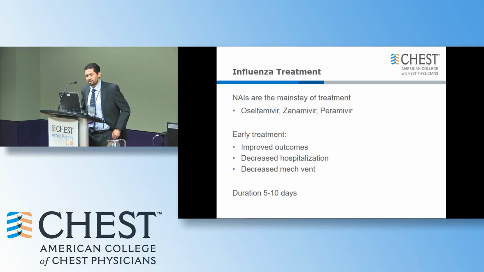And neuraminidase inhibitors are the mainstay of treatment, with oseltamivir being the oral formulation, zanamivir inhaled, and peramivir IV. Early treatment is associated with improved outcomes, decreased hospitalization, and a decreased need for mechanical ventilation. The duration in non-immunosuppressed adults is 5 days, but it can be extended in immunosuppressed patients.